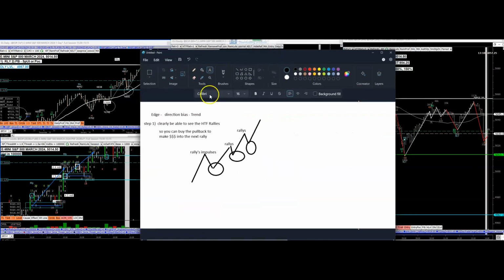All right, everybody. So quickly, we'll go over the two markets, ES and crude. So the first thing to understand is, what is edge? Edge is directional bias. If you're trading directionally, your edge is directional bias. What is directional bias? It's trend. Your edge is the trend. The trend is the edge.